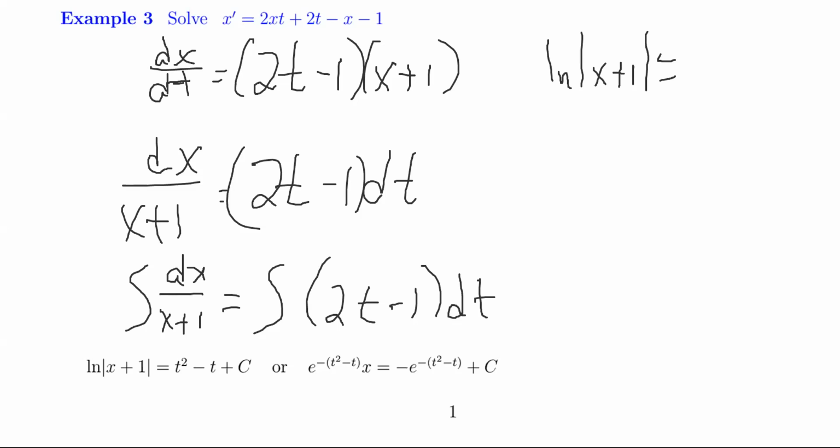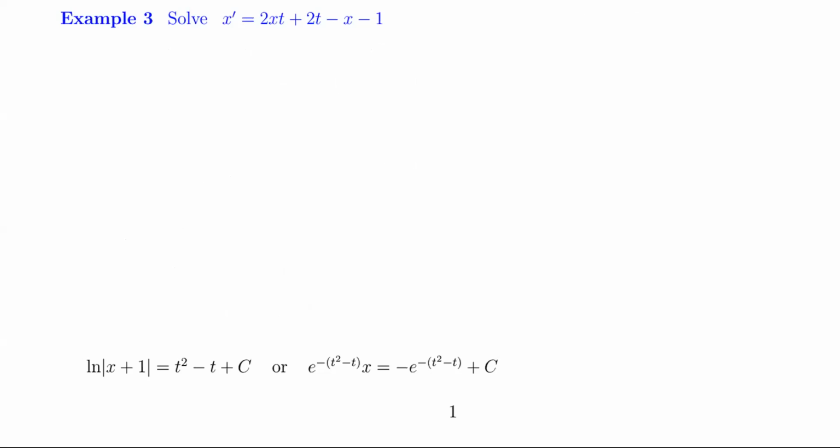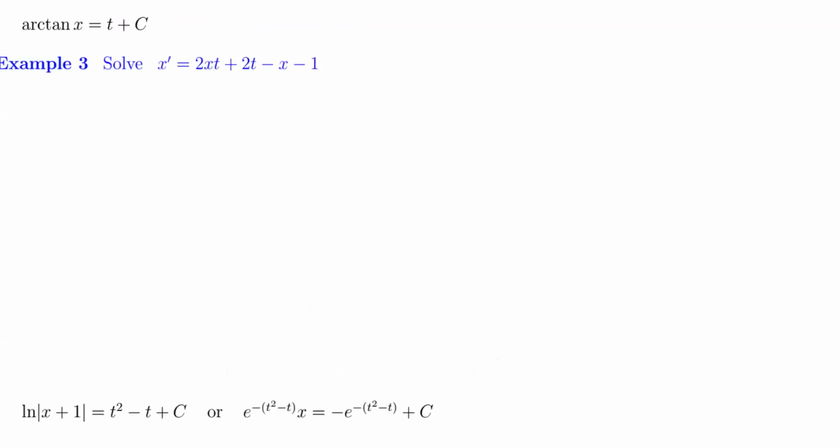For the right-hand side, we are integrating with respect to t. Well, 2t minus 1, the integral of that is t squared minus t. And then again, we're combining our constants over to the right. And this is our solution. That is it for this particular problem. We'll move on to two more examples here in this video.